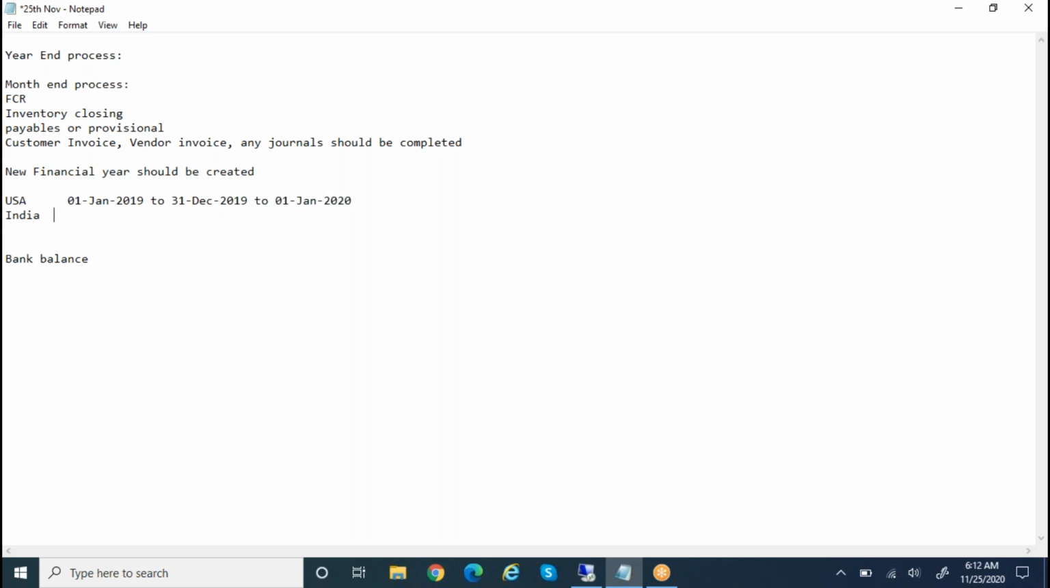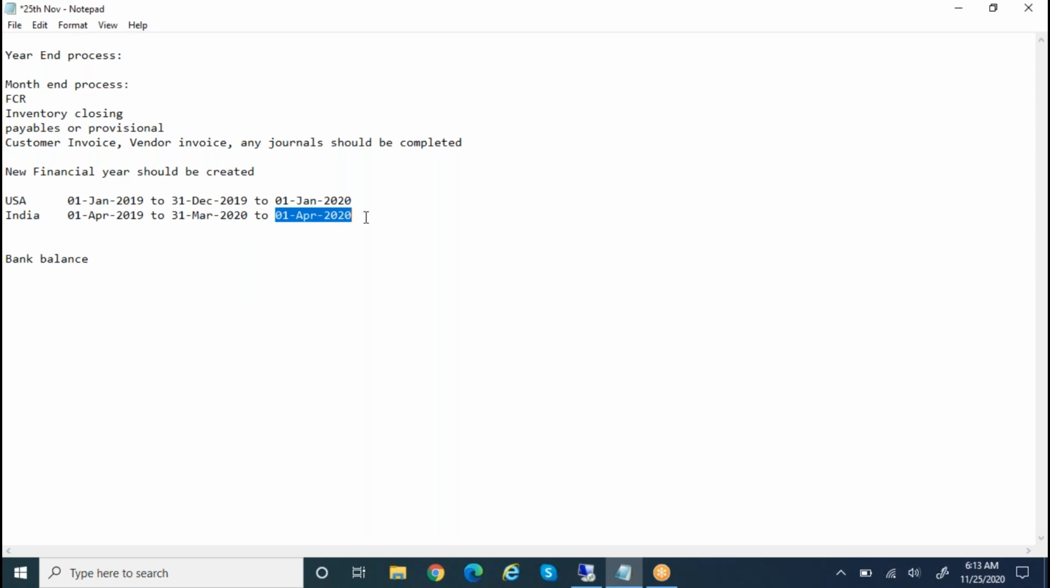If it is India, 01 April 2019 to 31st March 2020 to 01 April. People will think next year means 2021, but it is 2020 only. So from 31st March to April 1st.